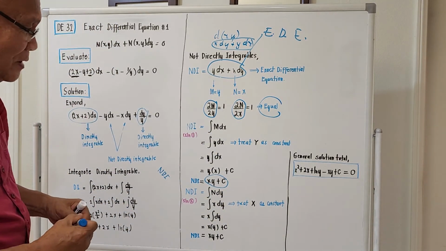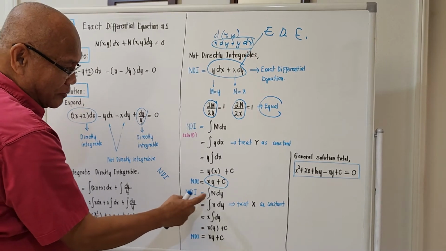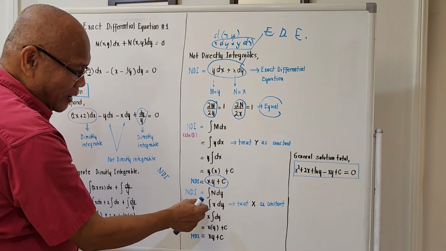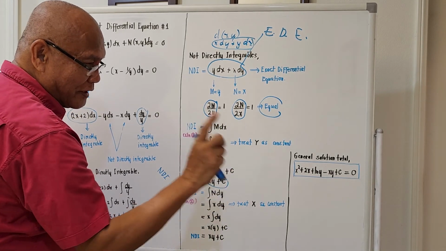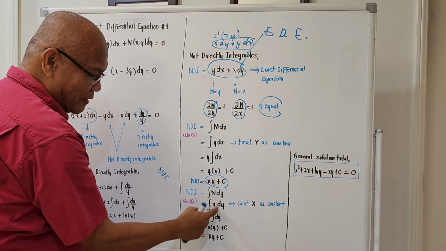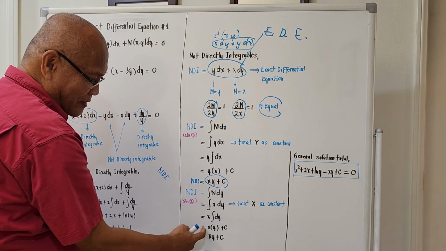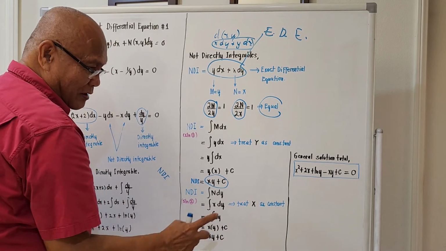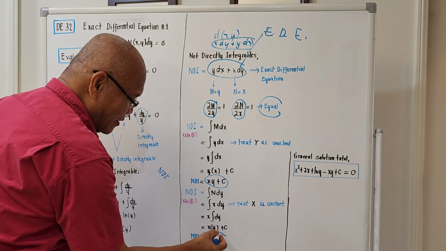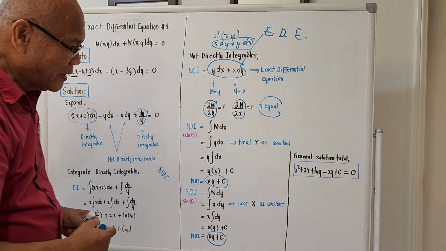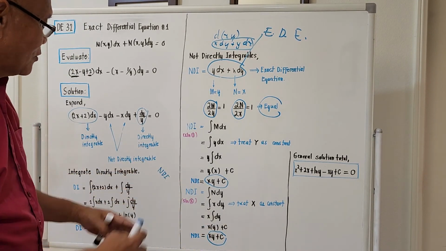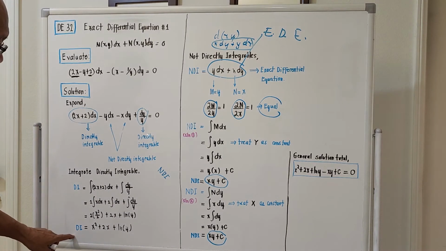Solution number 2. It could also be the integral of N dy, the integral of x dy. While you are taking the integral of N dy, treat x as constant. So x could be taken out, and this will be x times the integral of dy. The integral of dy is just y plus c. Not directly integrable is still xy plus c. They're the same. So no matter what kind of solution you bring out, it will still be the same. Okay? So for the total general solution, take the sum of DI plus NDI.